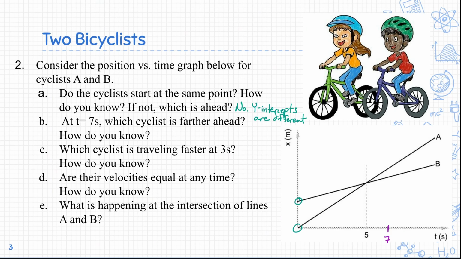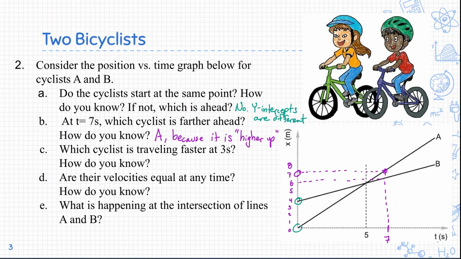To know which one of these is farther ahead at 7 seconds, I'm going to first think about, okay, well, if that's 5 seconds, 7 seconds is about here. And so the one that's farther ahead is going to be the one with a bigger position. Well, that means that the one that's higher up is going to have a bigger number. Because if I were to put numbers on this, A's number is going to be bigger than B because it's higher up at 7 seconds.